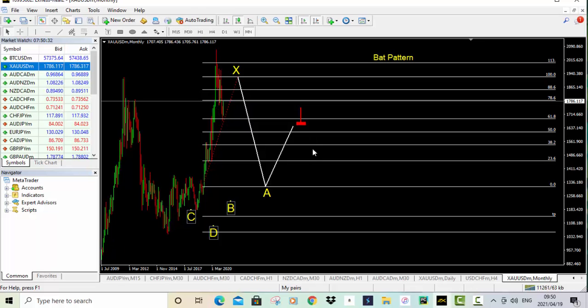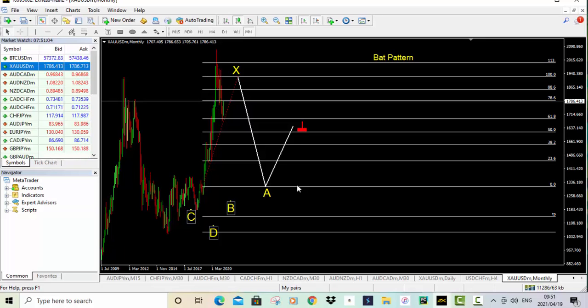This will invalidate a bed pattern, although what you want to see is price coming into this zone here, and then coming down to this area here, but your wicks must not touch the 61.8 level. So this can still be valid as long as price doesn't touch that zone. Price must respect that zone. It mustn't touch there. Once it touches that area, then it is invalidated.